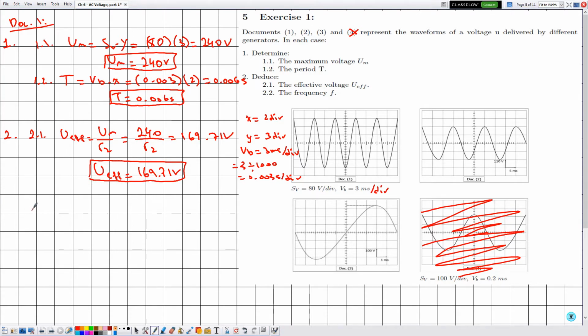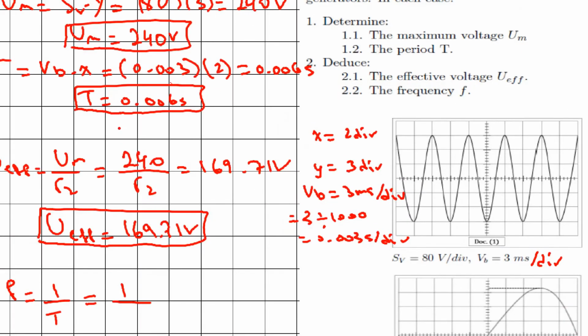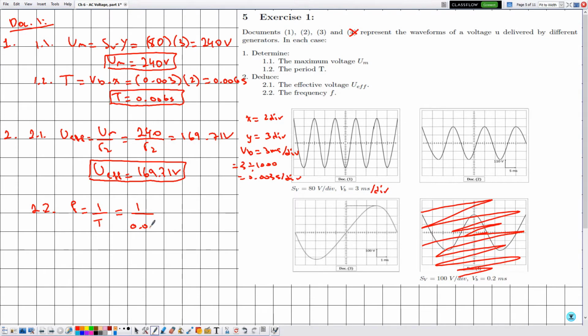Now in the same manner they are telling me to deduce the frequency F, and we know that the frequency and the period are related via the following formula. So the frequency is equal to 1 over the period. Now the value of the period is given by this. Plugging this fraction on the calculator, the value of the frequency is 166.67 Hertz. So this is it for document 1. Now let me proceed to document 2.